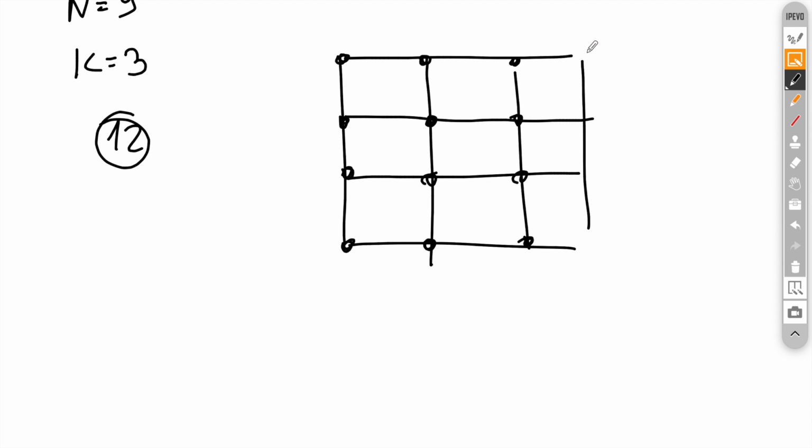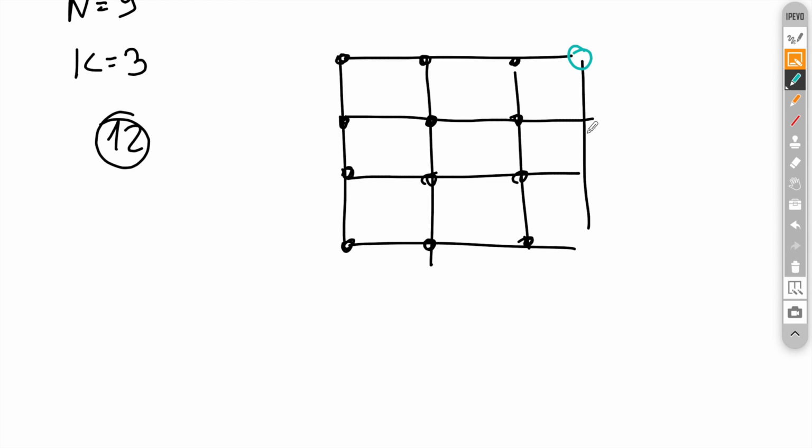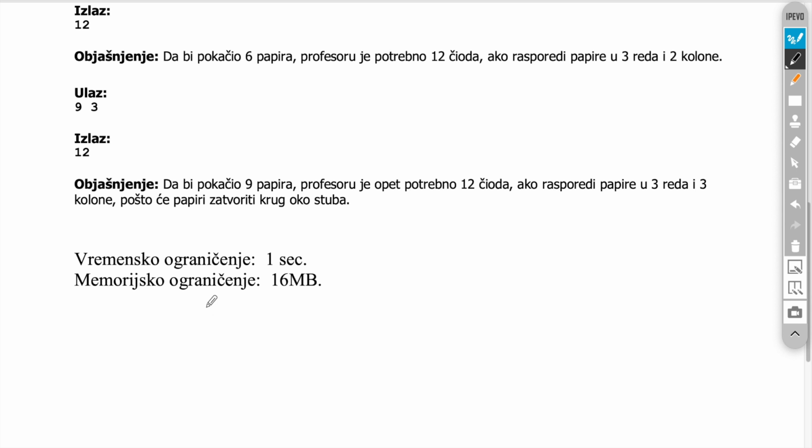Notice that we don't need, and let me mark it as green, these because this is the 3rd column, and these papers, in other words, this edge here, is going to be wrapped around this one. So that this pin will hold this corner and this one, this, and so forth. This is the constraints section. We have time limit of 1 second and memory limit of 16 megabytes.